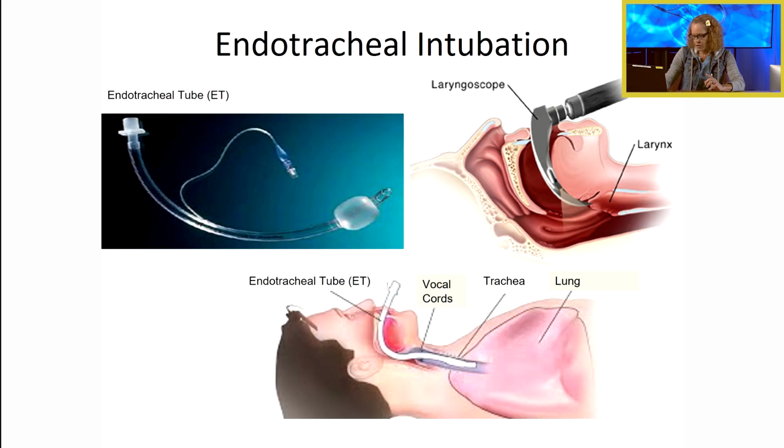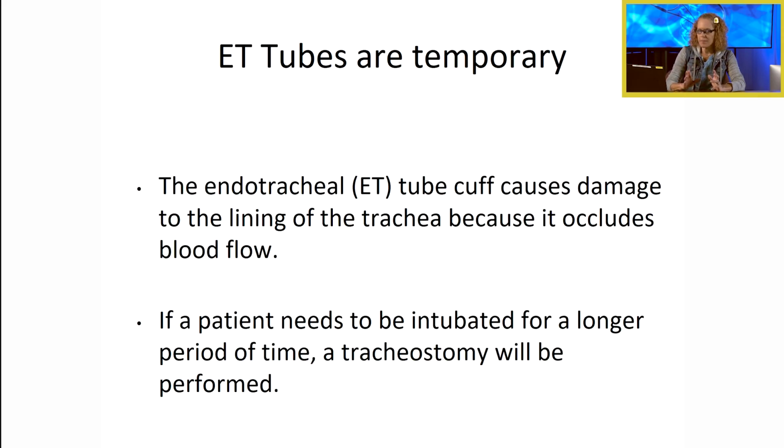Let's go back quickly and look more carefully at our ET tube. At the bottom of the tube there is a cuff, and it is inflated. Once the tube is inserted, the cuff is inflated to give some gentle pressure to keep the tube in place and also to keep the air in the lungs once the artificial ventilation is being done. So that's the purpose of the cuff. However, like I mentioned, the cuff causes damage, and so this is just a temporary fix.